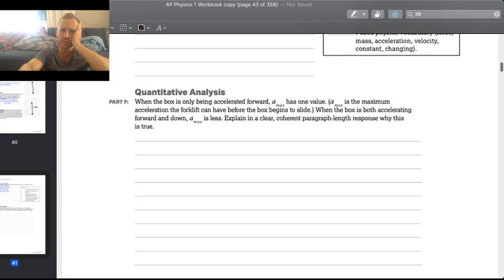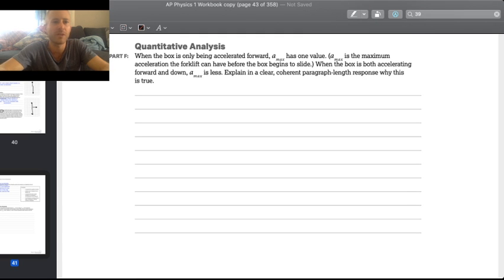Quantitative analysis. When the box is only being accelerated forward, A max has one value. A max is the maximum acceleration the forklift can have before the box begins to slide. When the box is both accelerating forward and down, the acceleration is less. Explain in a clear, coherent paragraph length response why this is true.